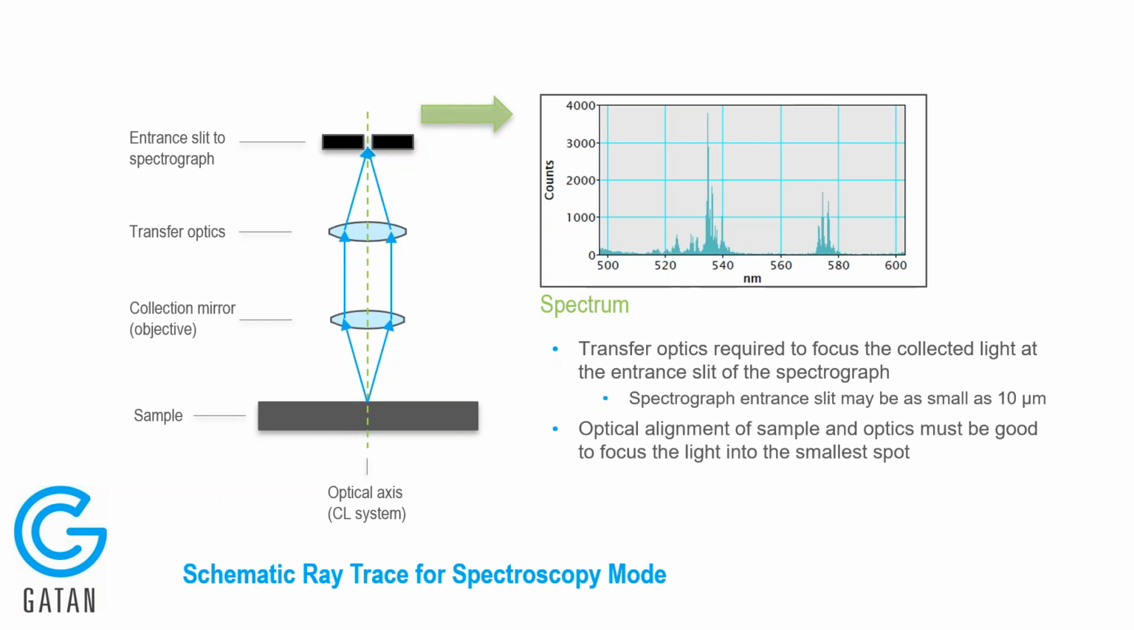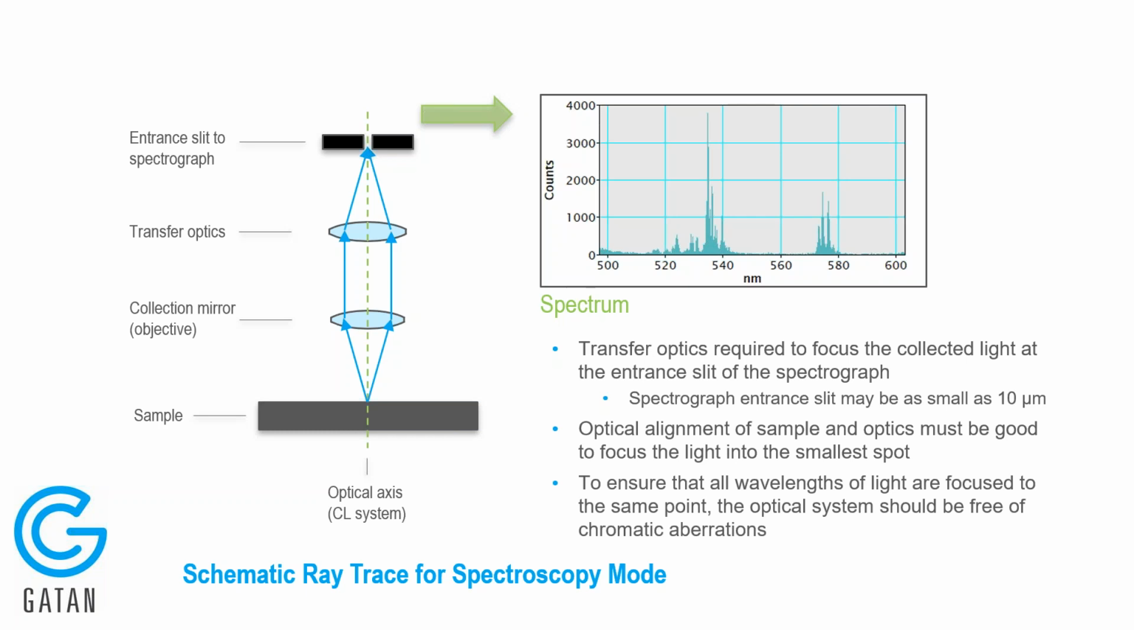In order to do that, the optical alignment of the sample to the CL system and all of the optics within the CL system have to be aligned to allow us to get the smallest spot at the entrance slit possible. And to ensure that all of the wavelengths of light are focused at the same point, i.e. at the entrance slit, the optical system should be free of chromatic aberrations. We tend to prefer to use reflective mirrors rather than transmissive lenses.